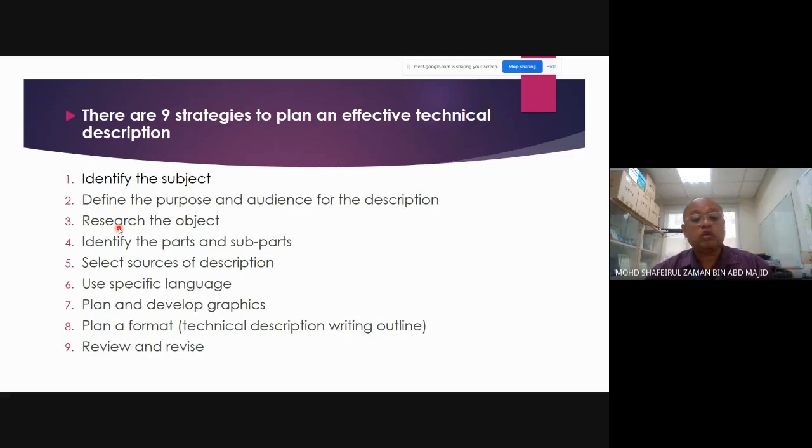You need to know how many parts there are, what the main parts are, what the sub parts are, how it works, and what materials are used for each part. Or maybe you can look at the aspect of sources of description when you are going to describe each of the main parts or the sub parts of the product.